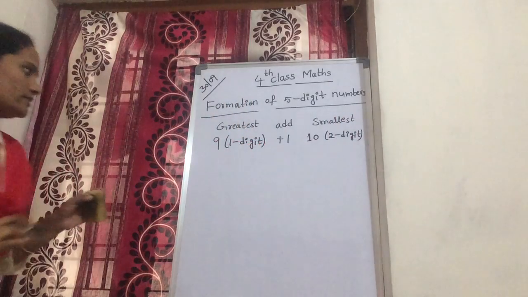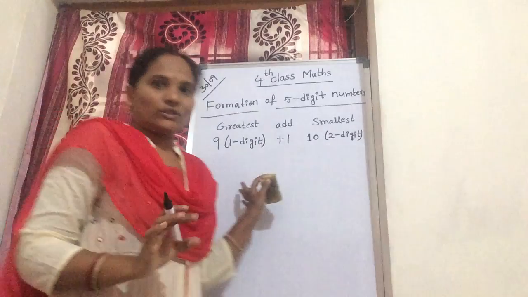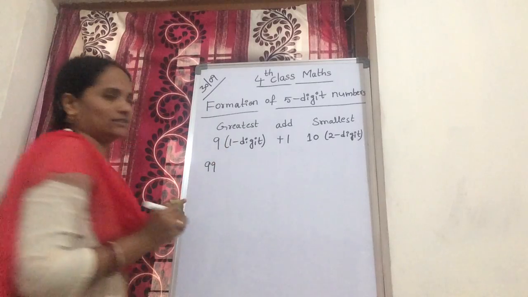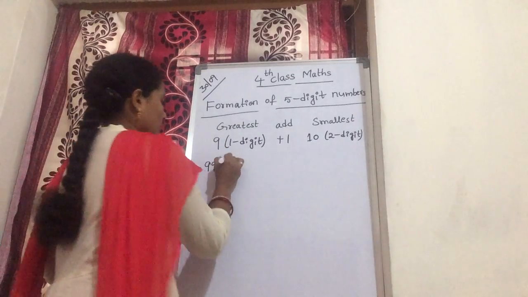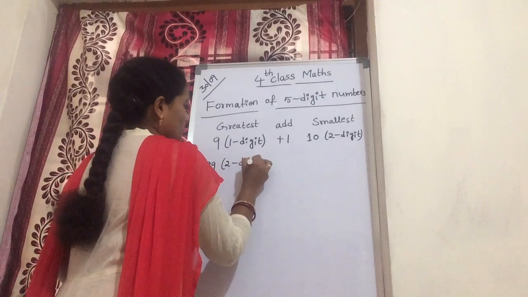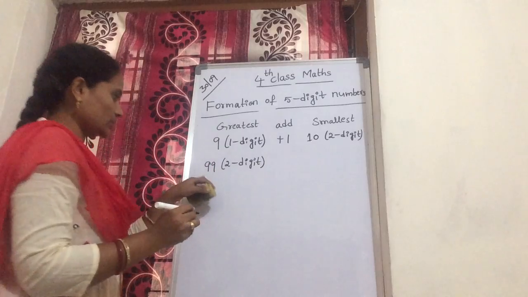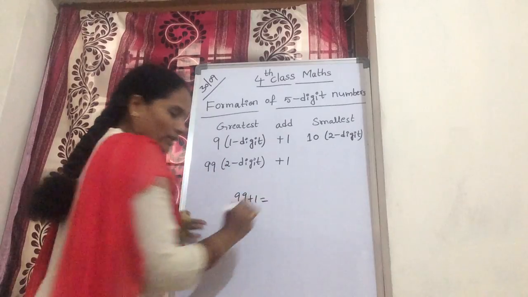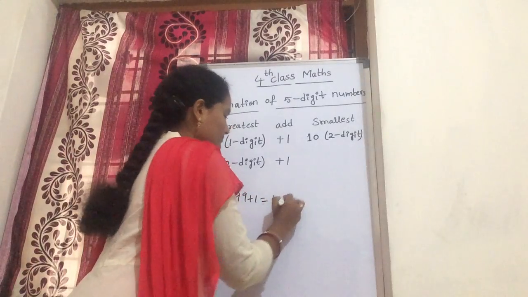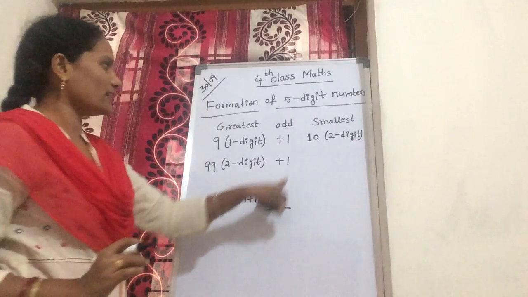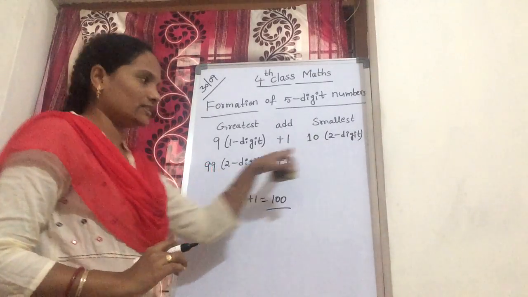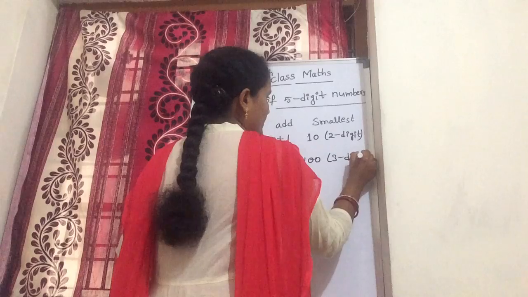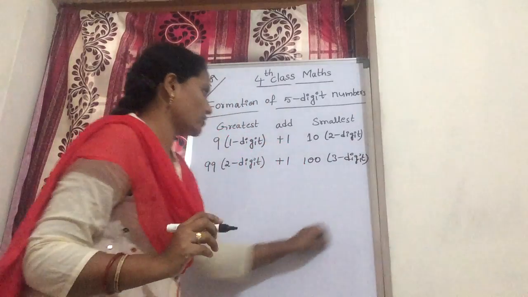Okay, children. Now next, what is our 2-digit greatest number? 99. 99 is the 2-digit greatest number. Then you add 99 plus 1. You get how much? 100. What is this 100? This 100 is the smallest 3-digit number. Yes, children? Now, keep this in your mind.